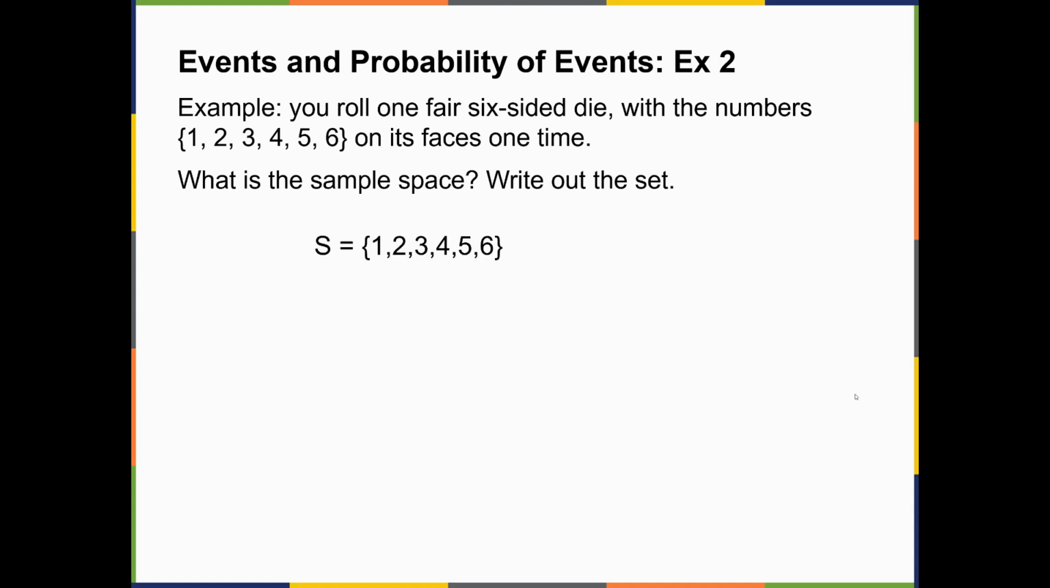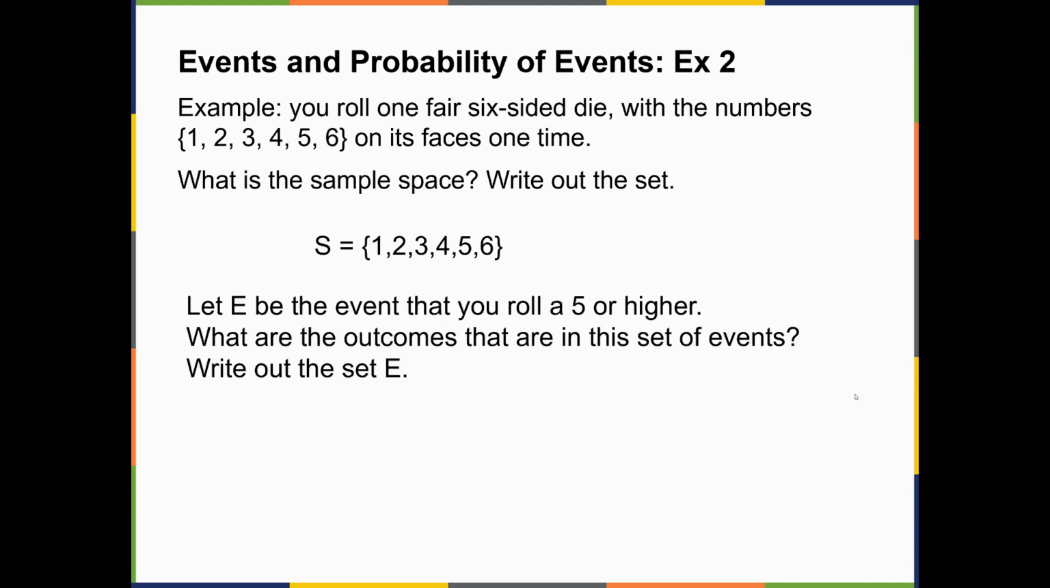Are you back? Did you get S equals 1, 2, 3, 4, 5, 6? Good. All right, let's let E be the event that you roll a 5 or higher. Now I want you to pause the video and write out the set E. What are the outcomes in this event?